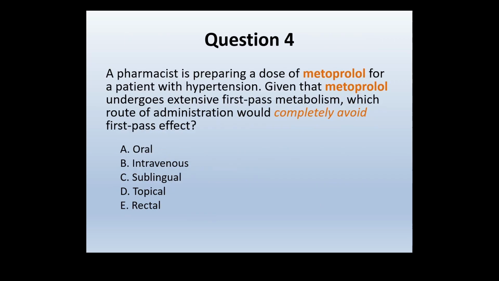Question 4 is as follows. A pharmacist is preparing a dose of metoprolol for a patient with hypertension. Given that metoprolol undergoes extensive first-pass metabolism, which route of administration would completely avoid first-pass effect? Option A, oral route. Option B, intravenous. Option C, sublingual. Option D, topical. Option E, rectal.